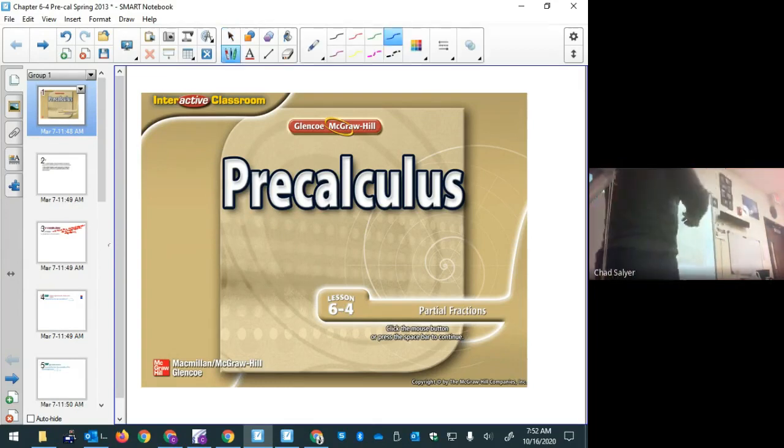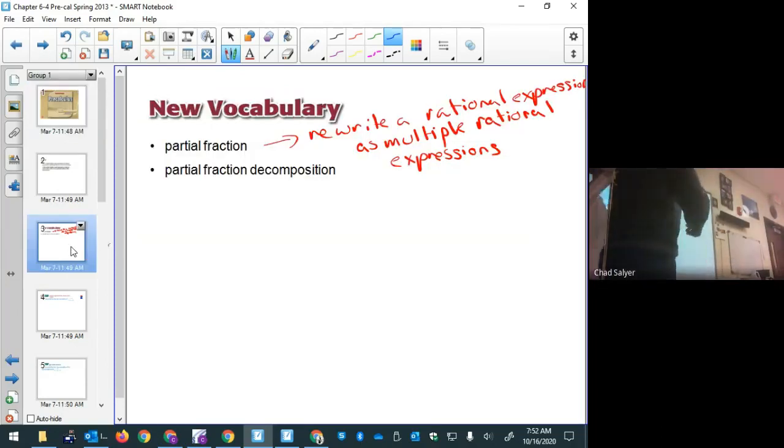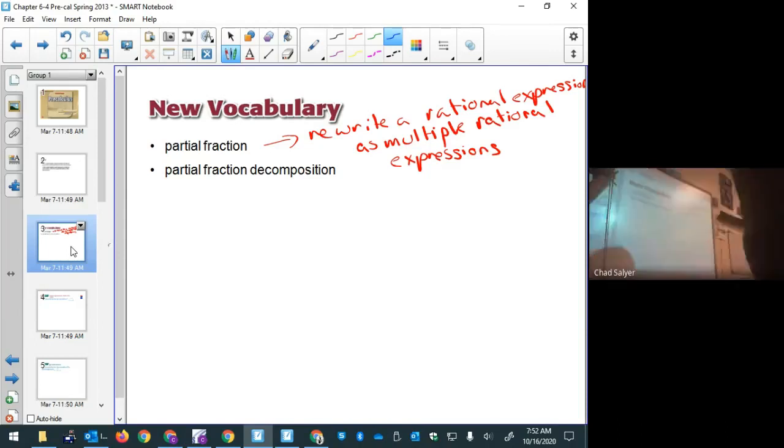Okay, so partial fractions. What the heck do they mean by partial fractions? Well, that's when you rewrite a rational expression as multiple lesser degree rational expressions. So the goal is to factorize the denominator completely and rewrite this rational expression as a sum or difference of other rational expressions which have those fully factored denominators as the new denominator.